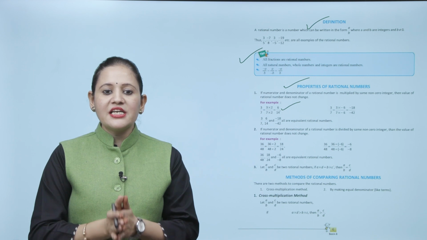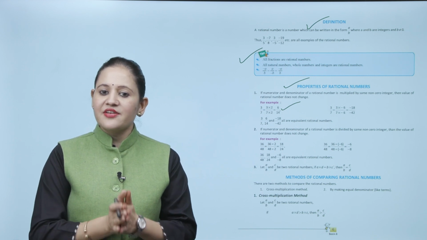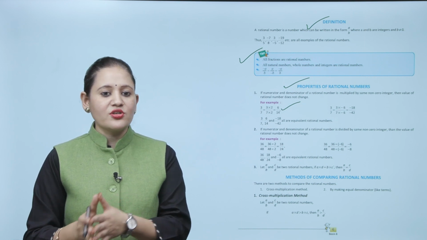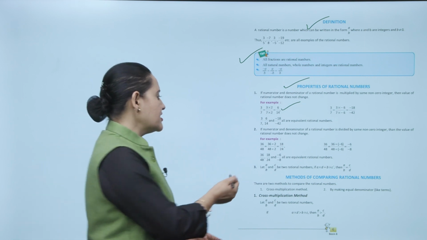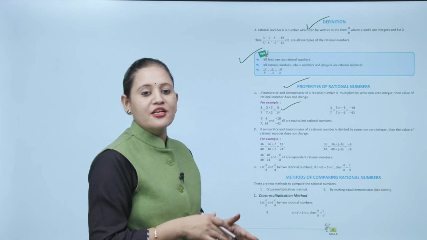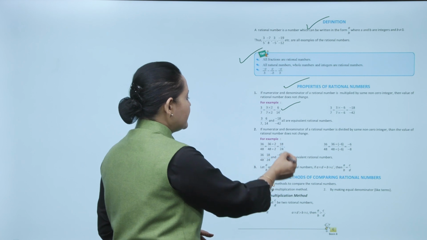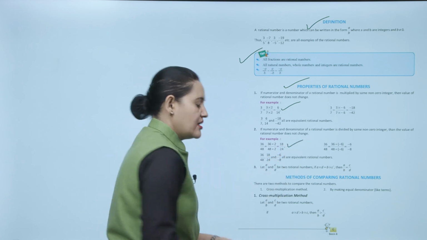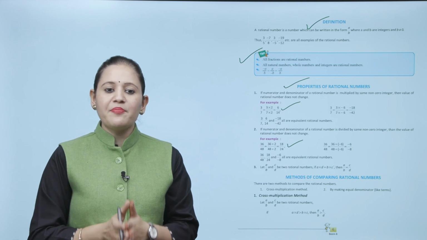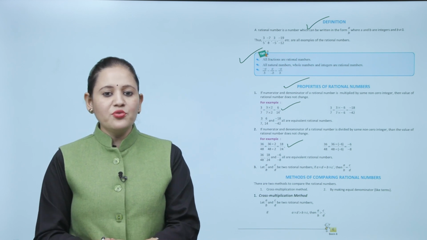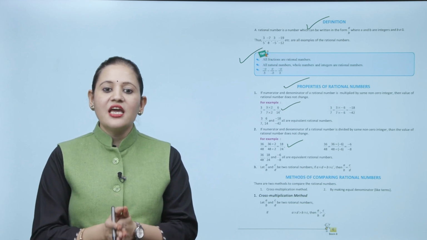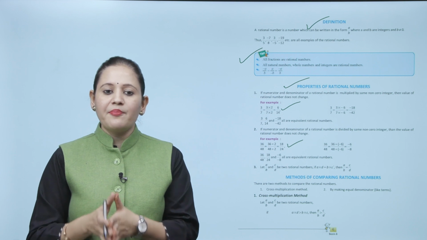Next, if the numerator and denominator of a rational number are divided by the same non-zero integer, then the value of the rational number does not change. For example, 36 upon 48. Here we have divided both the numerator and denominator by 2. So 18 upon 24 is an equivalent rational number, so the value will not change. Let a upon b and c upon d be two rational numbers. If a into d equals b into c, then a upon b equals c upon d.